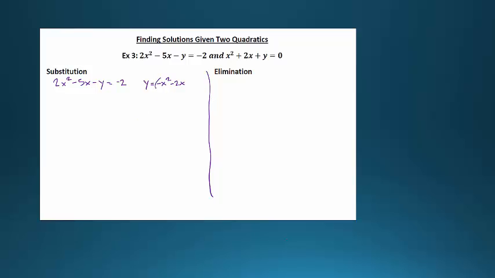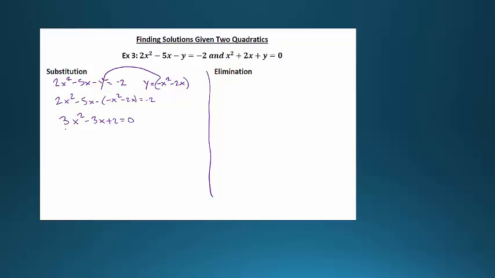And then I'll go ahead and take all this and put it in for y over here. All right, so we get 2x squared minus 5x minus, and then we'll go ahead and get everything over to the left side and consolidate as much as we can. So we should end up getting 3x squared minus 3x plus 2 equals 0.